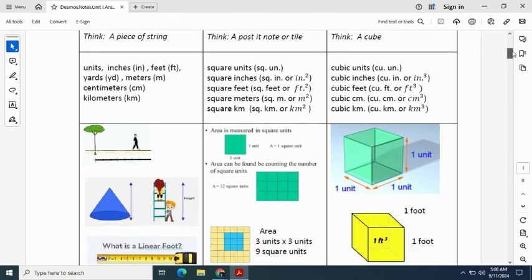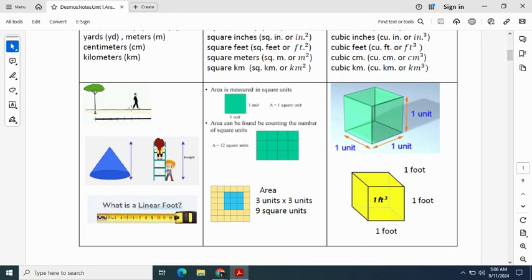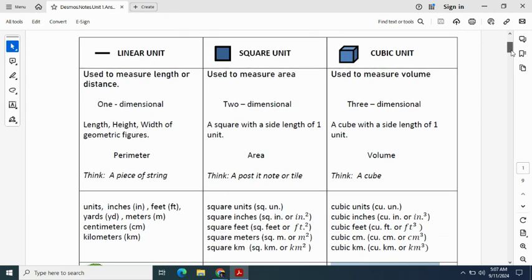And here's an example of some linear units. The height of a tree, or the distance that this person's walking, I could measure by a string. Look at this cone. I could measure the height. It's a linear unit. The height of this ladder. What's a linear foot? Like a ruler. This is a linear unit. Hopefully that helps you. And you can picture a linear unit like a line, a string.